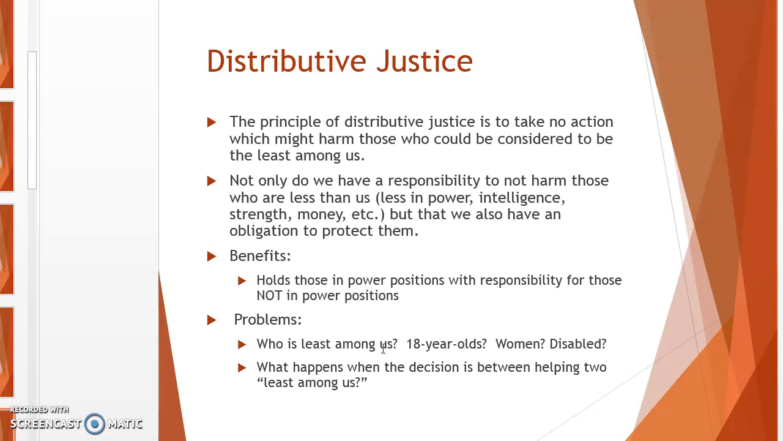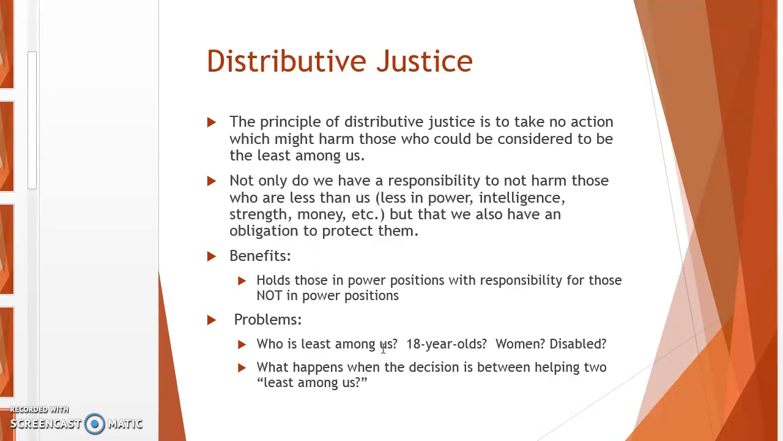I like this one because it holds people in power positions responsible for not harming or taking advantage of people below them. But the problem with this one is, who is that? What age would that be? Is 18 years old and younger the least among us? 21 years and younger? 25? Many years ago, women might have been considered the least among us. And personally, I find it offensive now to think that I need to be protected because I'm a woman. Disabled people, how do we handle that?